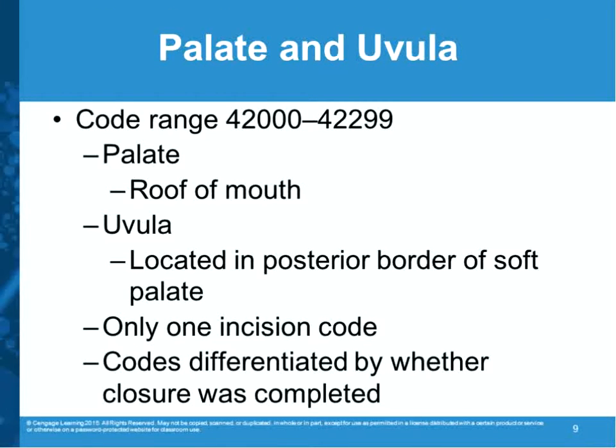Now, moving on to the next slide, it goes to your palate and your uvula. And your palate basically is the roof of your mouth, and that uvula is that little thing that hangs from the back of your throat there. Little cone-shaped mass that your book calls it. That's your uvula. So you got some procedures on all those structures. You got one incision code for abscess on your palate or your uvula.